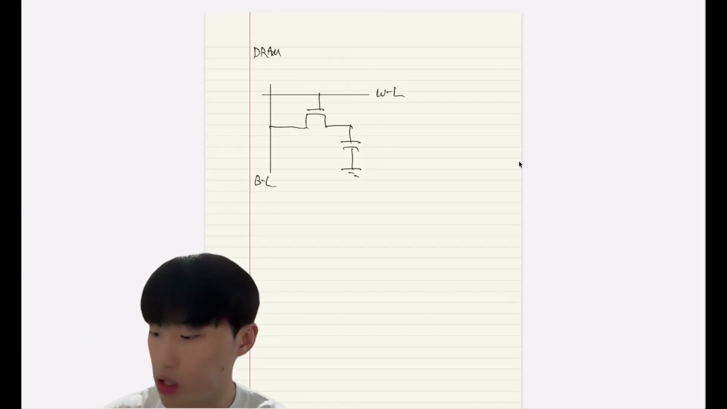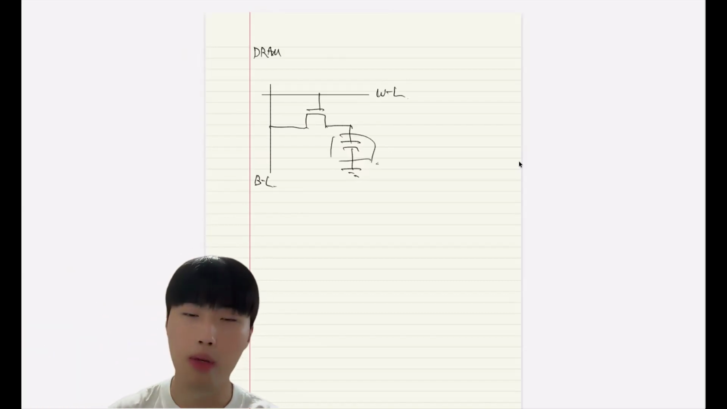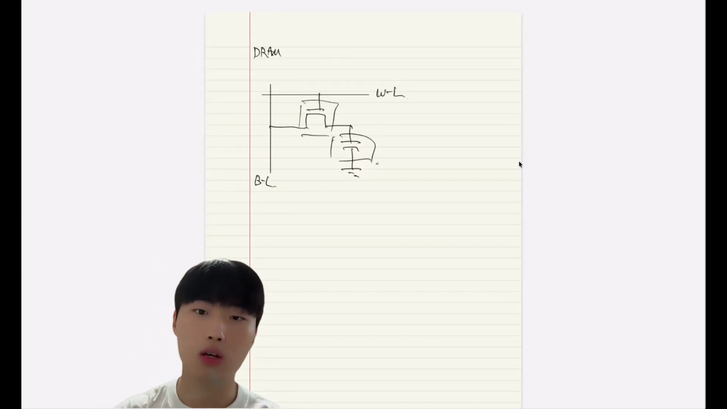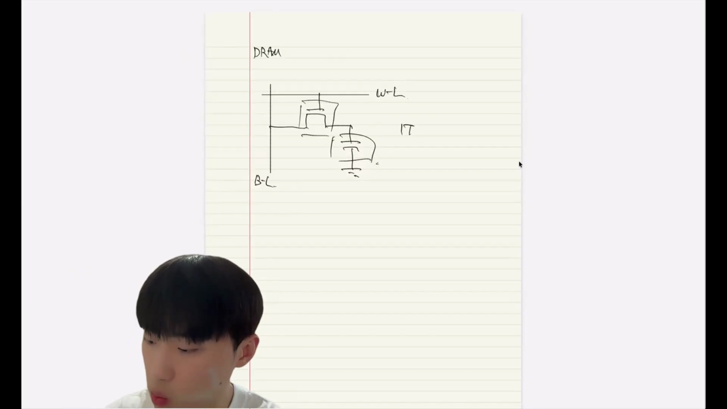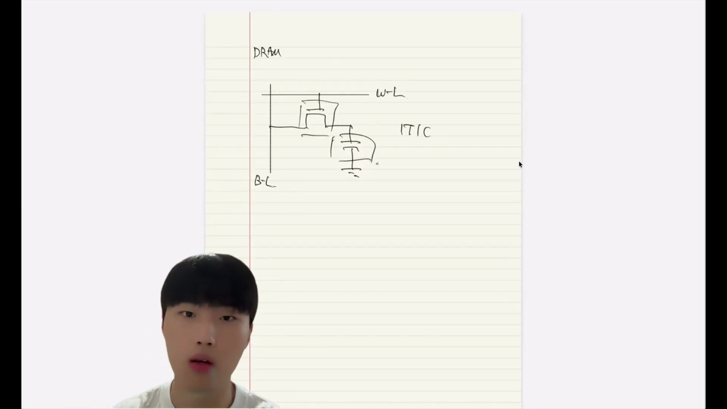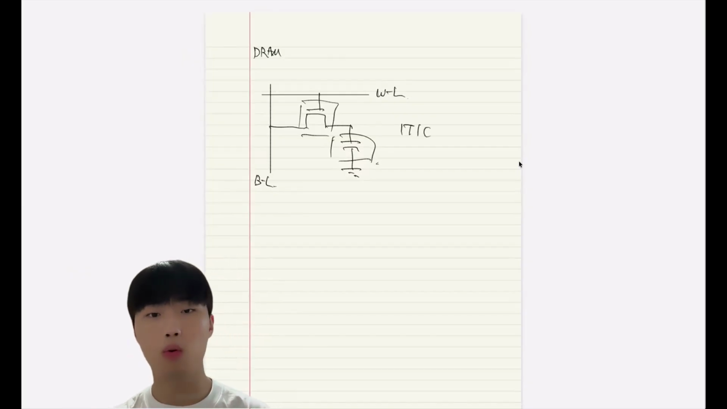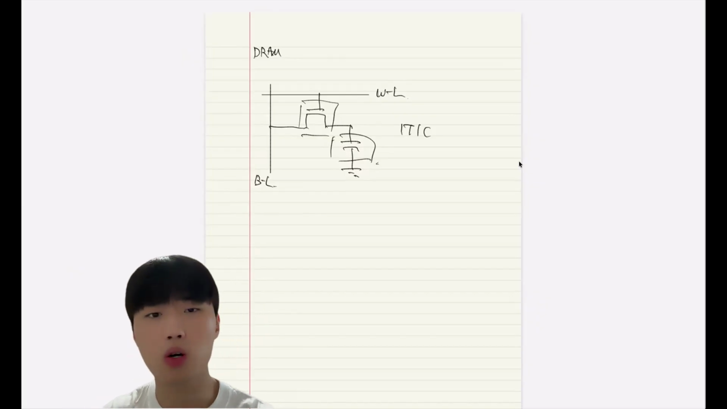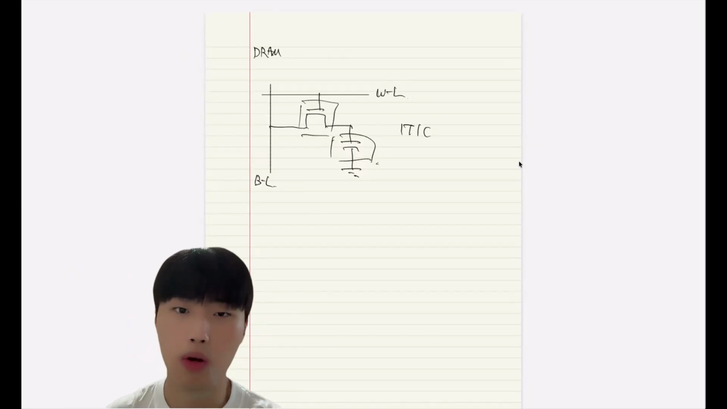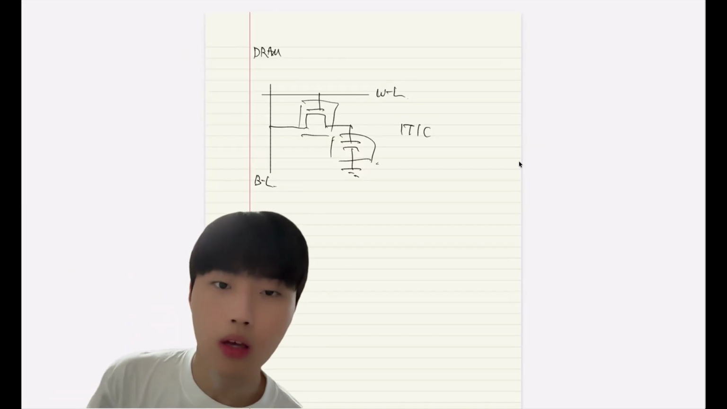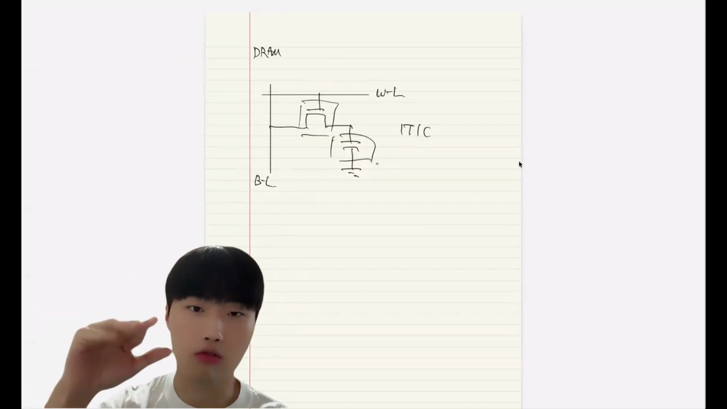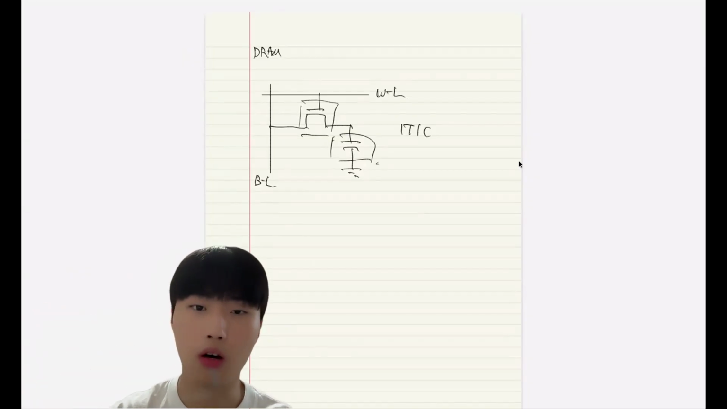This part will be the capacitor, and this will be the transistor. So it is a 1T, 1C cell, much smaller than the SRAM. Let's see how it works. When we have the word line on one, the transistor will be turned on.